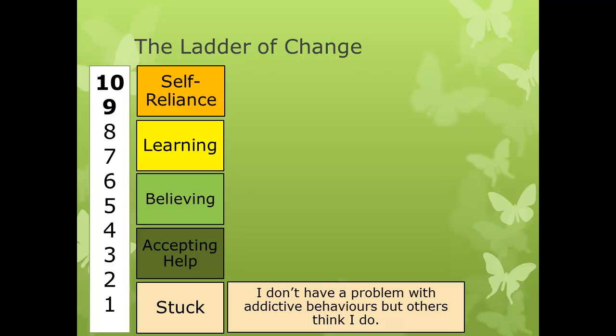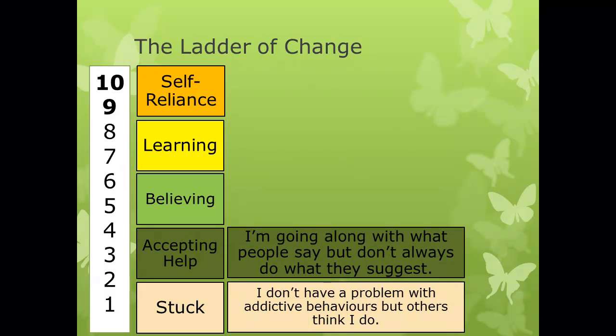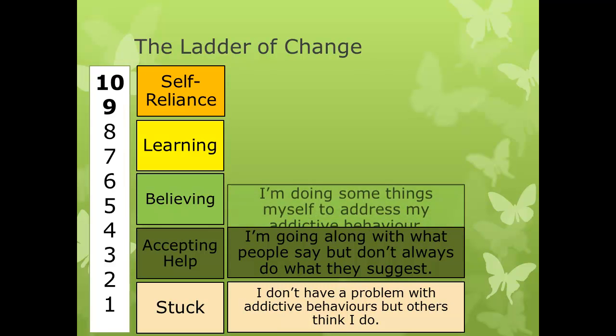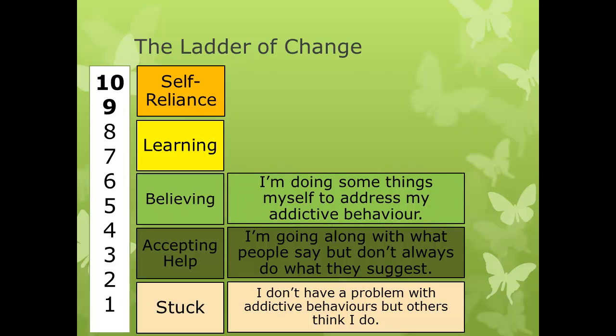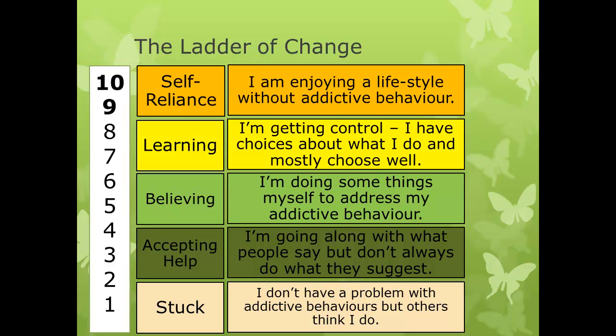So someone on the addictive behaviour area that would be stuck, scoring at 1 or 2, would say something like this: I don't have a problem with addictive behaviours, but others think I do. If they were accepting help, they'd be saying, I'm going along with what people say but don't always do what they suggest. Moving further up the ladder to believing in themselves, believing they can do it: I'm doing some things to myself to address my addictive behaviour. Learning, scoring 7 or 8: I'm getting control, I have choices about what I do, and I mostly choose well. And then to the ultimate self-reliance: I'm enjoying a lifestyle without addictive behaviour.